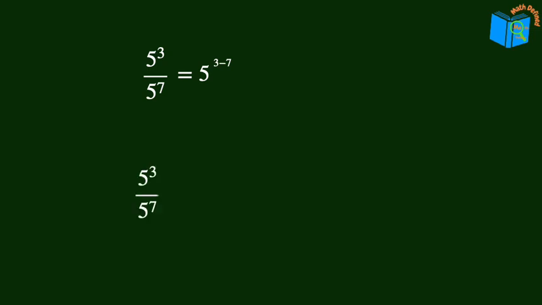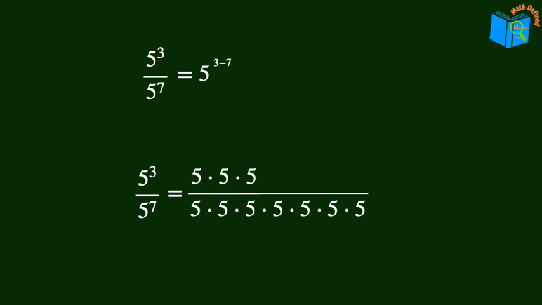Let me show you visually why by writing the numerator and the denominator in expanded form. In the numerator, we have 5 multiplied to itself 3 times, and in the denominator, we have 5 multiplied to itself 7 times. Now we can cancel out 3 of the 5's, and we are left with 4 5's in the denominator with seemingly nothing in the numerator. But we know how to fix that by adding a 1 in the numerator. Now we can bring the 1 in the numerator over and then write the remaining 4 5's as the power 5 to the 4th. And the simplified power is 1 over 5 to the 4th power.